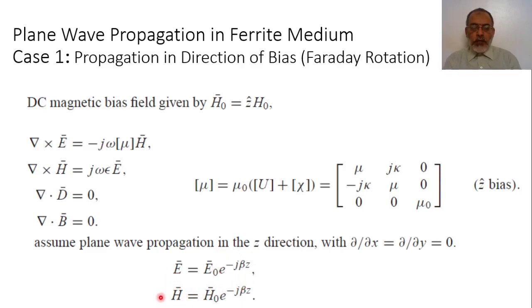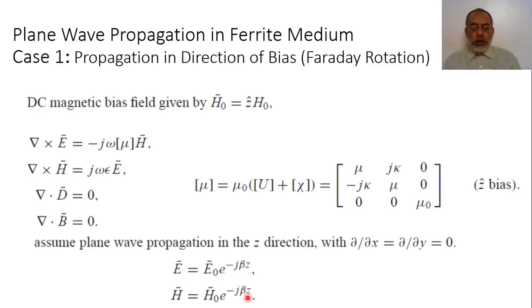And the magnetic field H of the incident plane wave would be H naught, and it should be noted that this H naught is not the biasing magnetic field. Actually, I have copied it from the textbook of Pozar, but if I had the opportunity to change it, it should be some other symbol. So this H naught here is the RF signal. This H naught here is the biasing magnetic field. So please take care of this. H naught multiplied by e to the power minus j beta z.